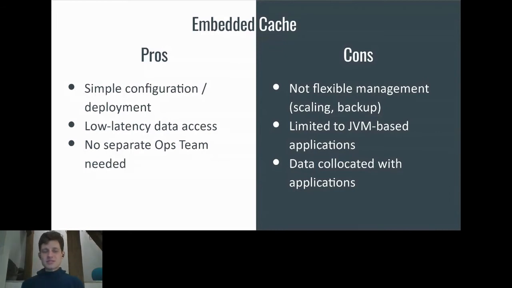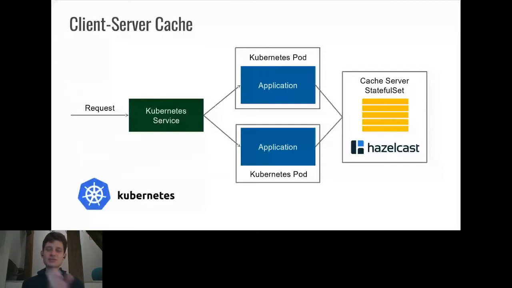The flow is similar. The request goes to the Kubernetes service. It's load balanced to one of the Kubernetes pods where the application is running. The application uses a cache client to connect to the cache server, which is deployed and managed separately.